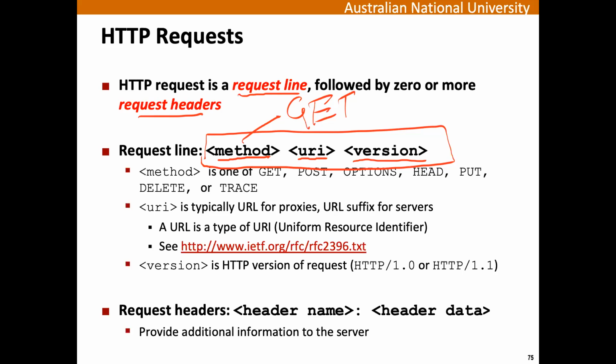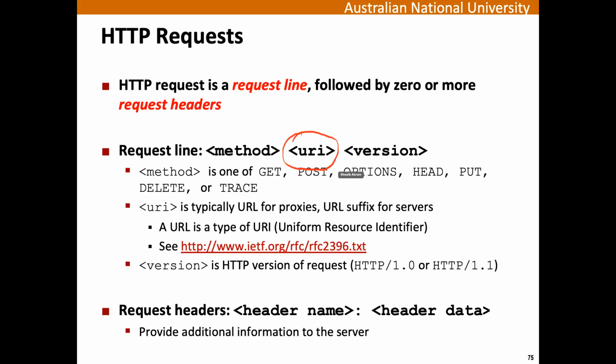And then the uniform resource identifier is the /home.html, which tells the server what you are looking for. So the URL, the uniform resource locator, is this complete thing: host name, port number, and the URI. The URI is just a small part of the entire URL. So the URI is just home.html or whatever. And then the version is the client saying, look, can you be nice to me and send me something that I understand, 1.0 or 1.1.